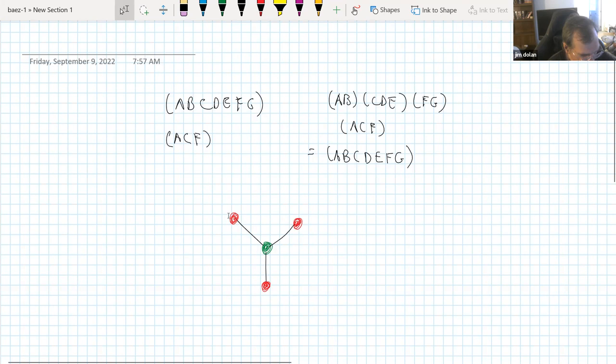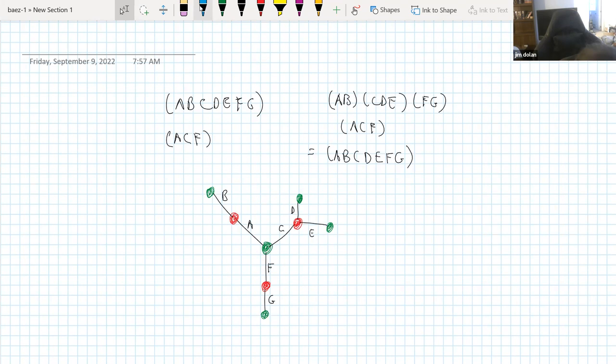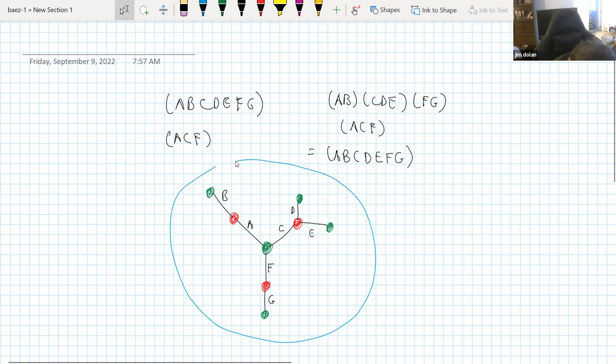Let's see. Wait a minute. Let me try and keep the colors working the way I want. So this will be A, this will be C, this will be F. And this will be B, I think, over here. And then we need a C, D, E over here. This is D and E. And this is F and G over here, I think, like this. So let me put in the green dots at the other ends. So I think that's it, if I didn't screw up. And I'm going to put a point at infinity as a perimeter. It's in blue. That's my third color of dot.